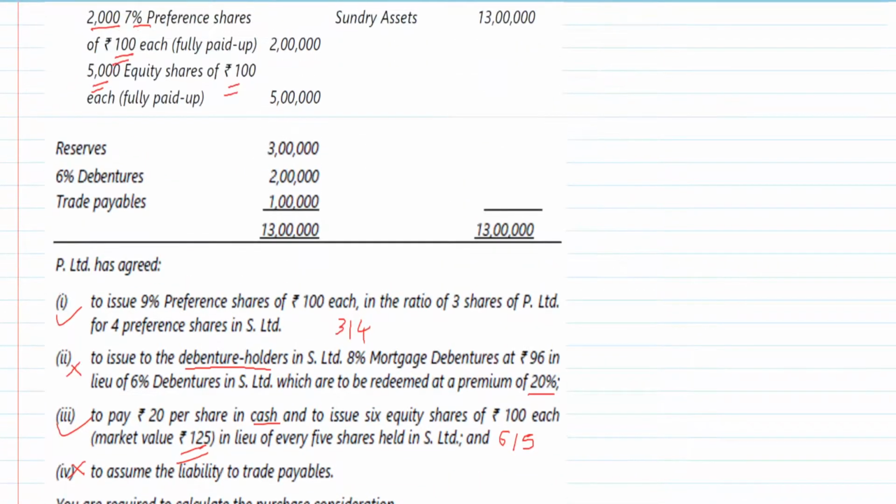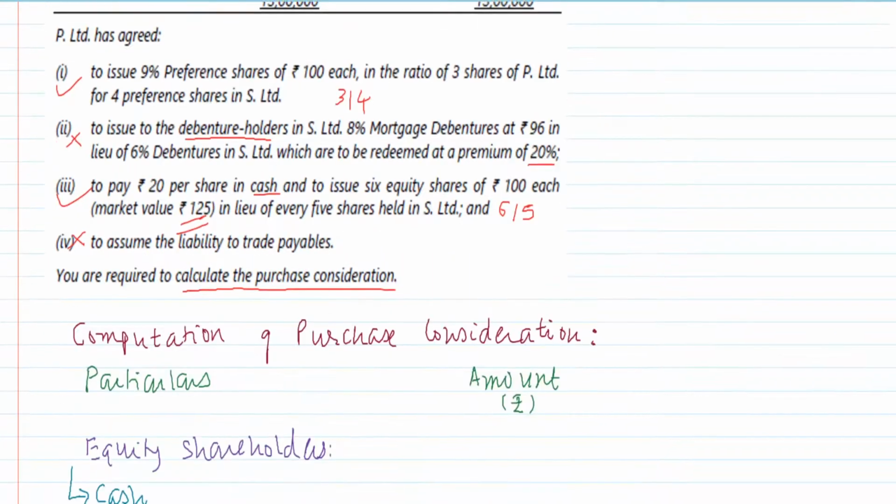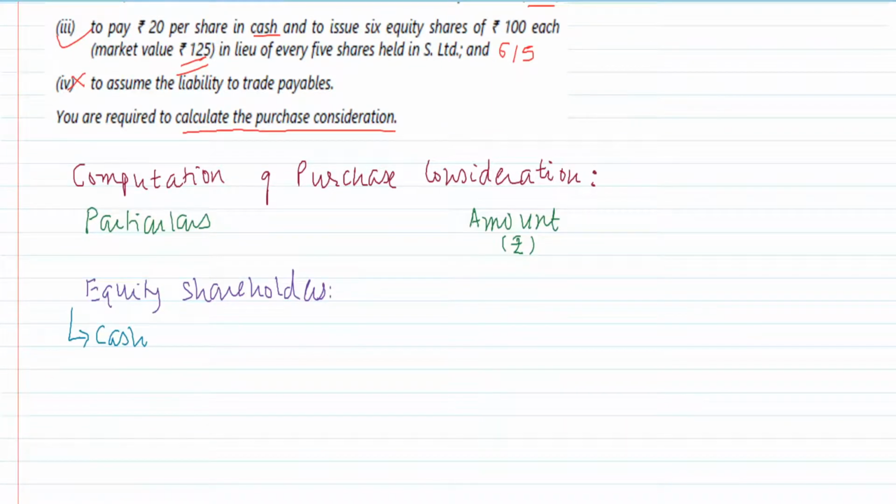Okay, how many shares are there? 5,000 shares are there. So I'll say cash, and I write against it 5,000 shares and I'm ready to pay them 20 rupees. So 5,000 into 20, I am ready to pay them 1 lakh rupees in cash.